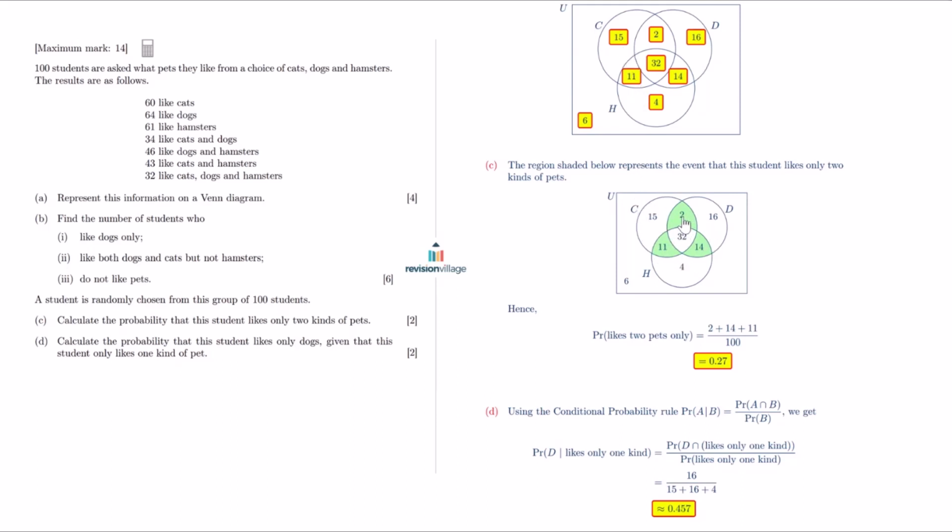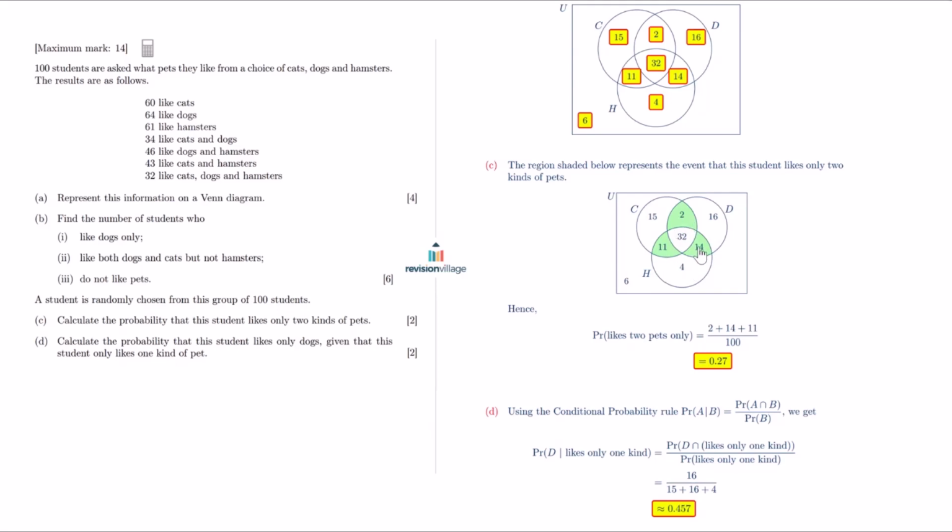So this 2 here represents the 2 students who like cats and dogs but not hamsters, so 2 types. These 11 students here represent the students who like cats and hamsters but not dogs, so again 2 types. And this 14 here represents the students that like hamsters and dogs but not cats.